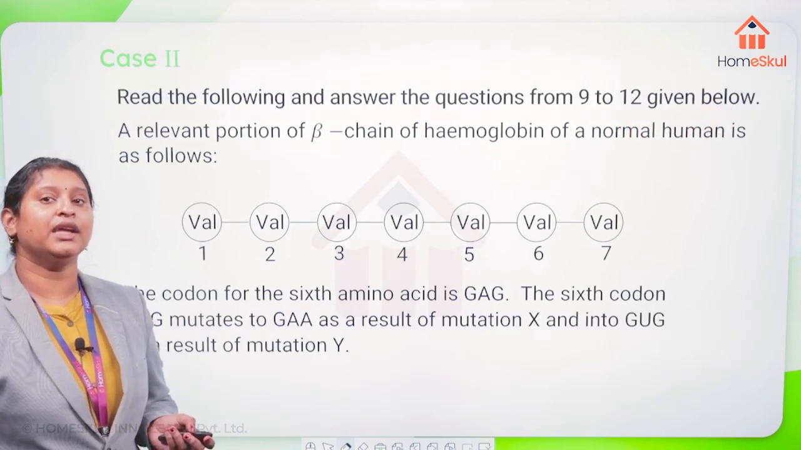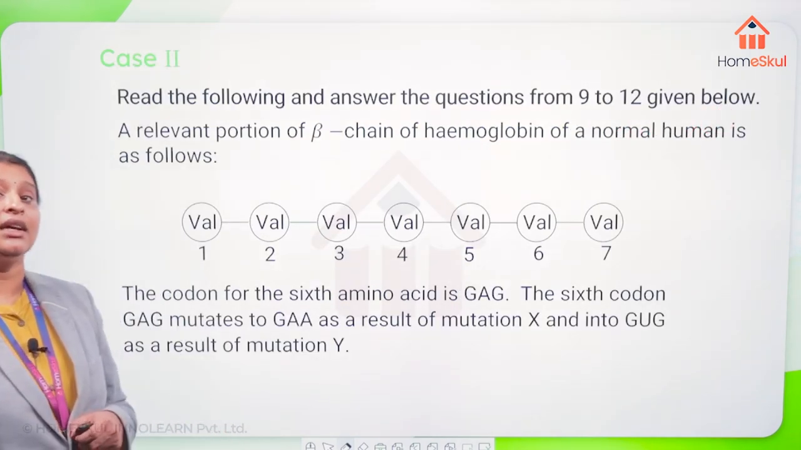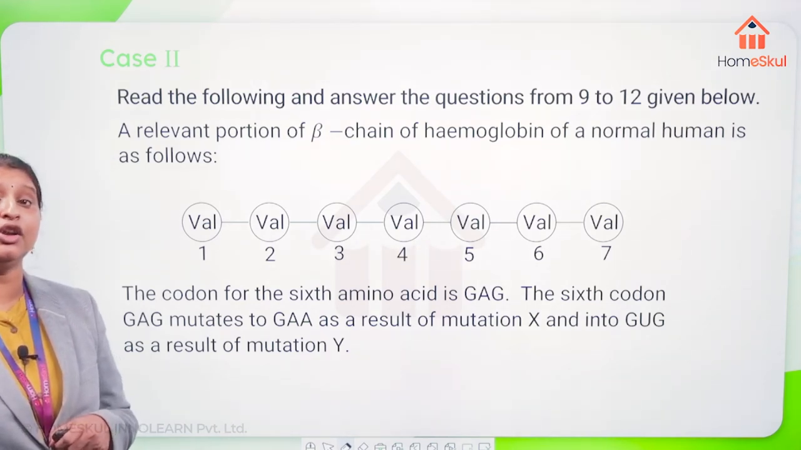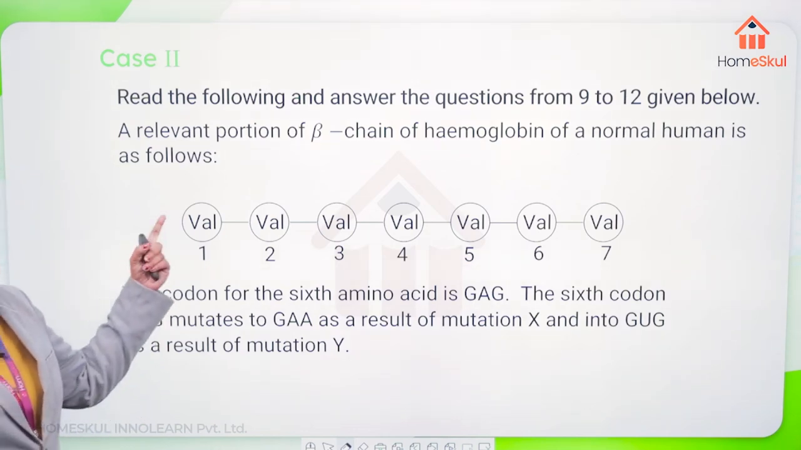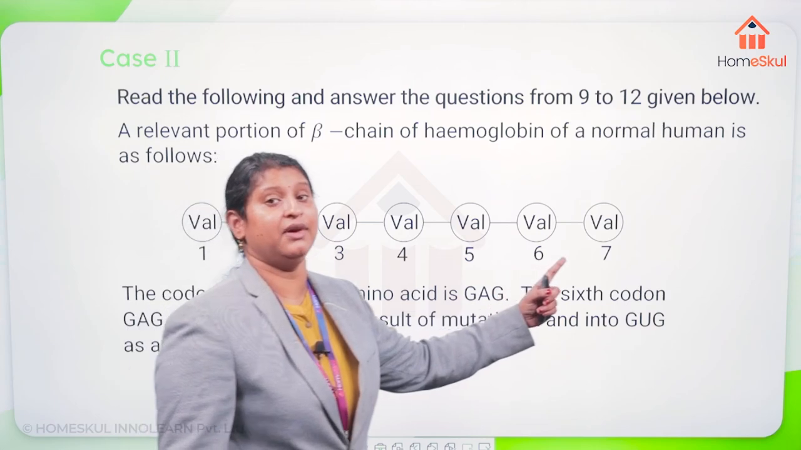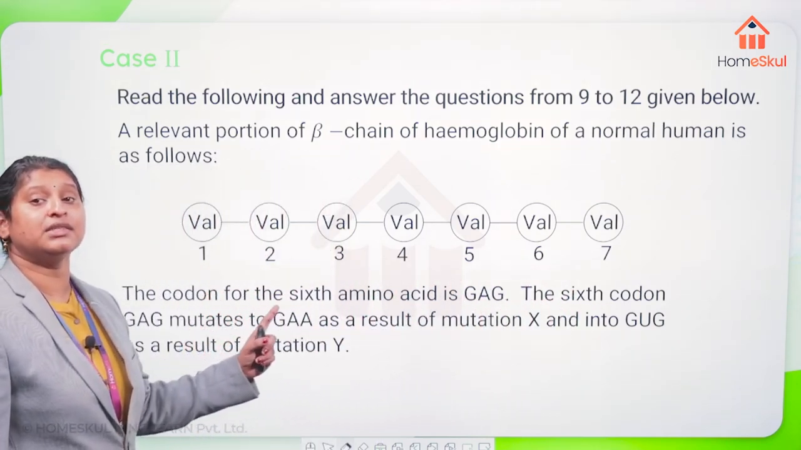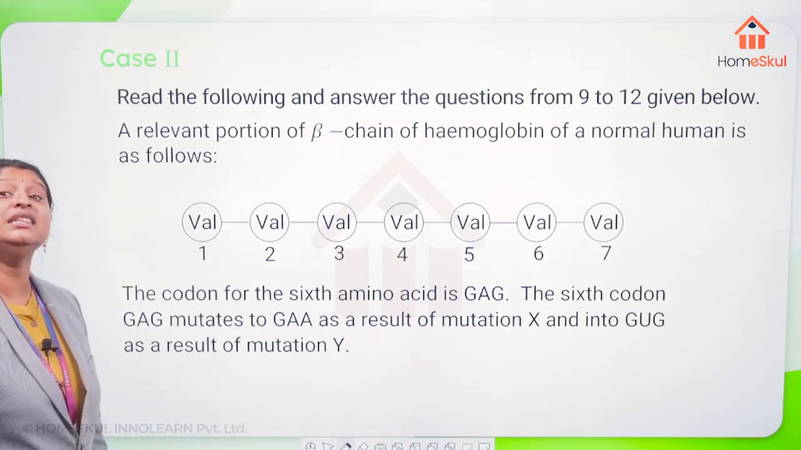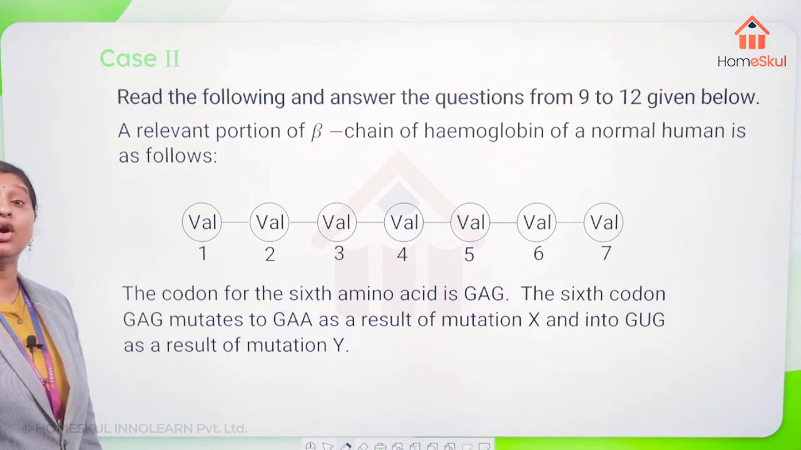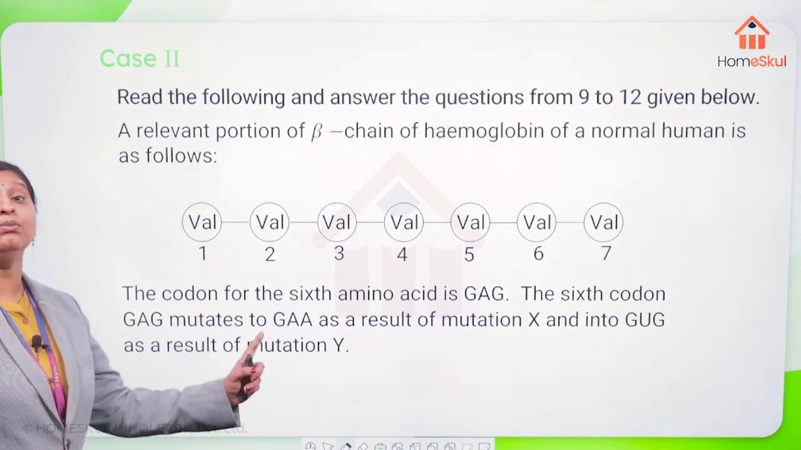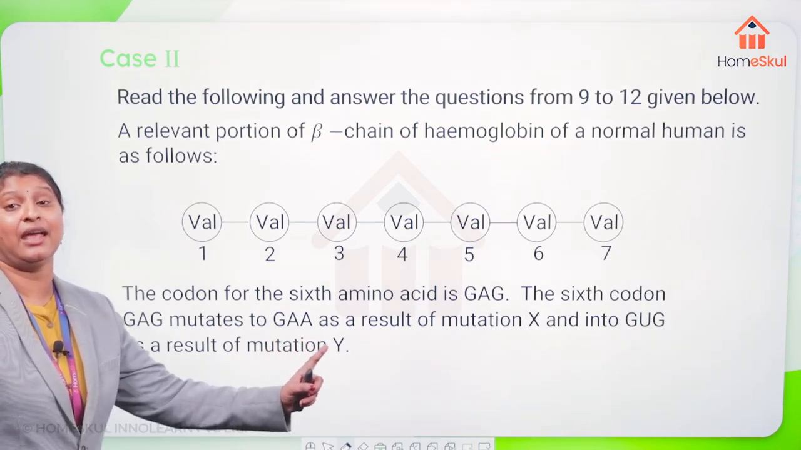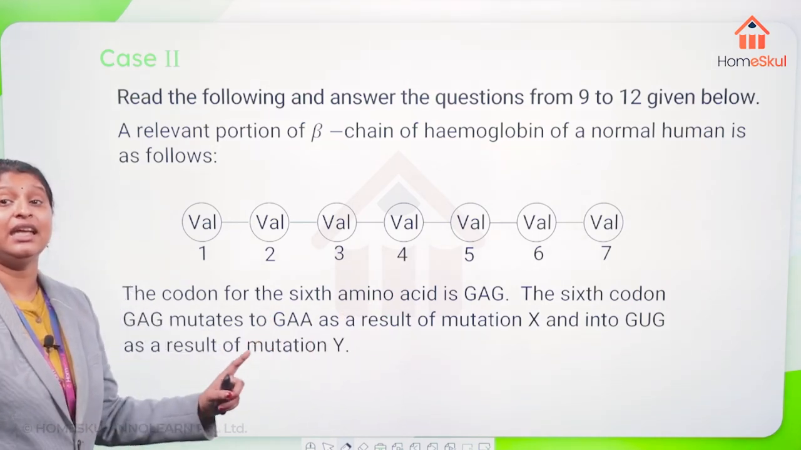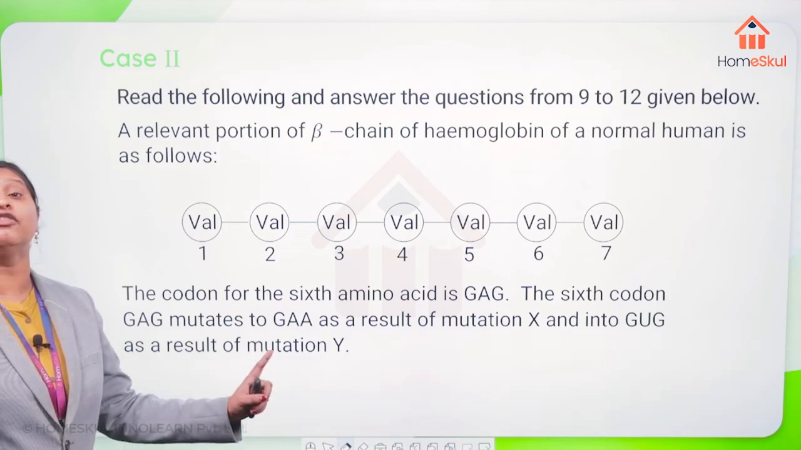Now we are moving into the next case study. Read the following and answer the questions. A relevant portion of the beta chain of hemoglobin of a normal human is given. The codon for the sixth amino acid is GAG. The sixth codon GAG mutates to GAA as a result of mutation X, and into GUG as a result of mutation Y.